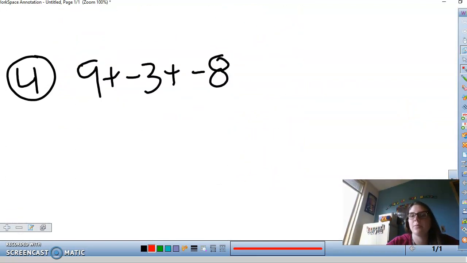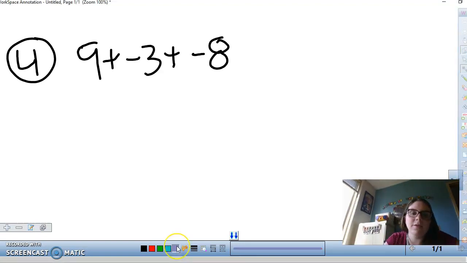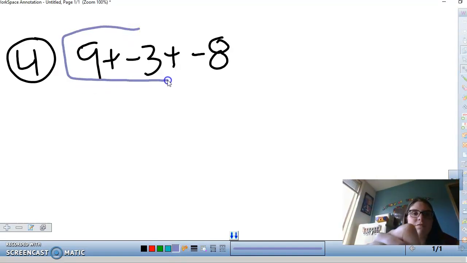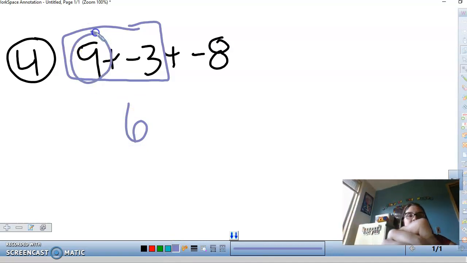Okay, the next one is a little bit more tricky. These are like the ones we saw in that pretest. So I have 9 plus -3 plus -8. The first thing we're going to do is concentrate on those first two numbers. So I have 9 plus -3. I can see that those are different signs, so I subtract. So I know 9 minus 3 is going to be 6. And since they're different signs, I keep the sign of the bigger number. My bigger number is 9, so that means the 6 is going to stay positive.